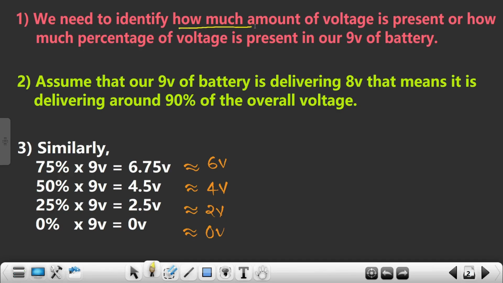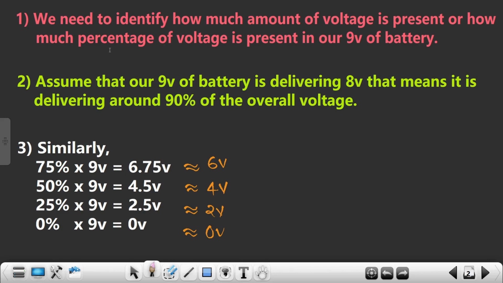We need to identify how much voltage is present in our 9 volt battery, or in other words, what we really need to focus upon is how much percentage of the voltage is present in a 9 volt battery. Whenever you deal with projects wherein you need to constantly monitor the battery, by what amount your battery is charged or discharged, in fact, if you use your smartphone, you can see by what amount your battery is being discharged, right? So 94%, 95%, 55%, 50%, right?